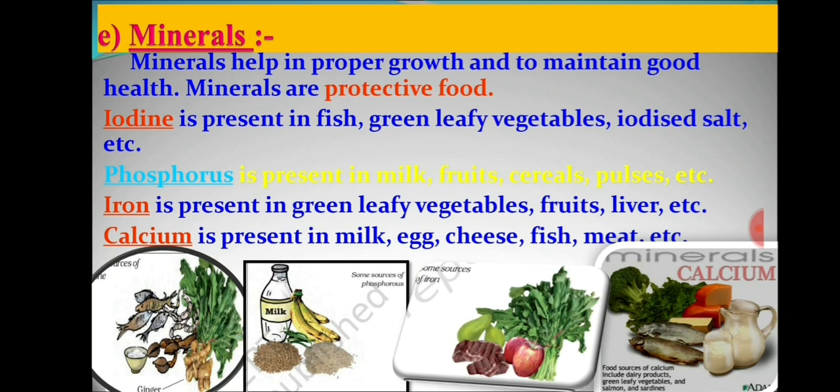Calcium is present in milk, egg, cheese, fish, meat, and just now we said calcium makes our bones strong. So, calcium is very important for bones and teeth.